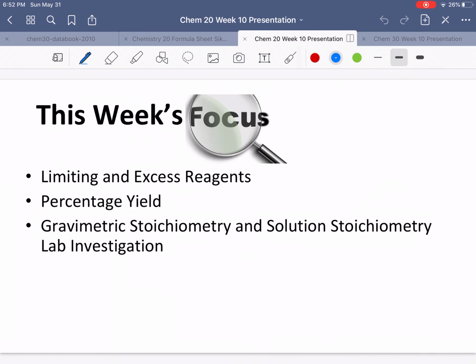Now, we're going to be focusing on two main concepts this week: limiting and excess reagents, which builds right into the stoichiometric process that we've already been doing, and then percent yield, which of course builds onto stoichiometry and limiting and excess reagents as well. The last point there is more of a lab activity. You'll be watching a lab online go through a step-by-step process, and you'll have to do an analysis on the investigation.